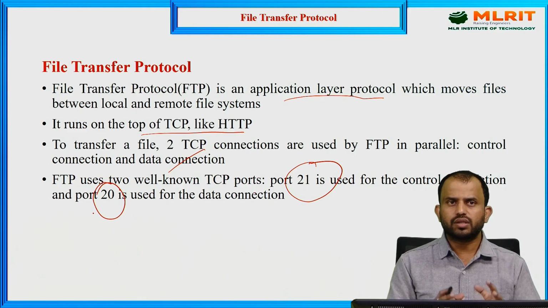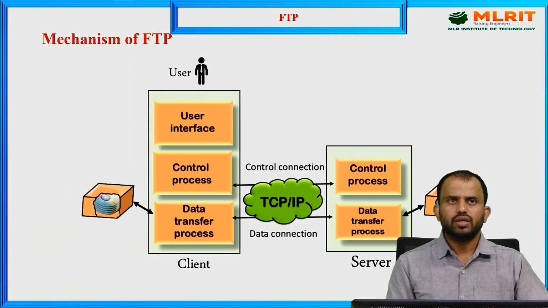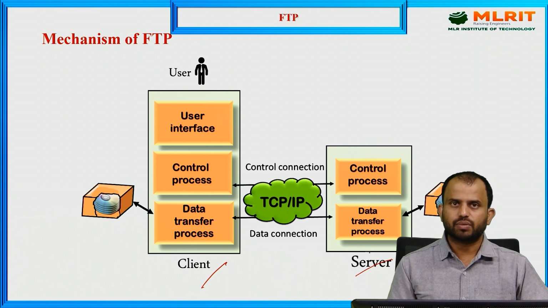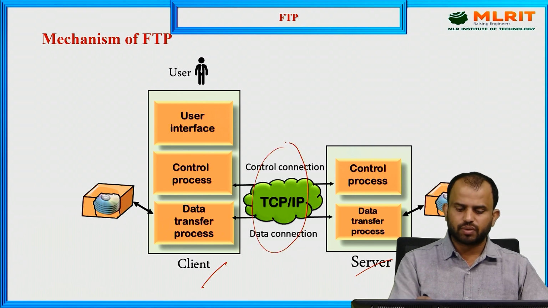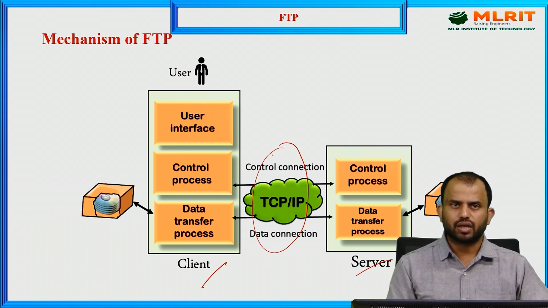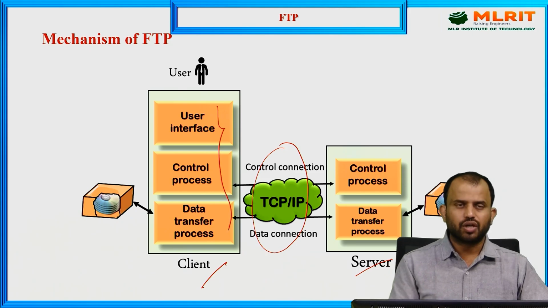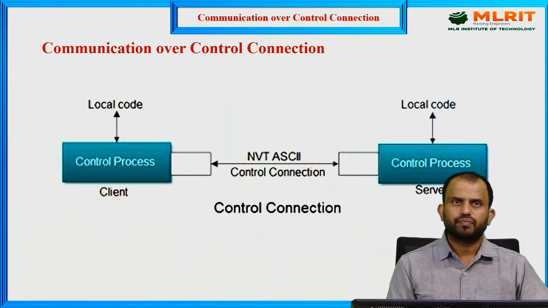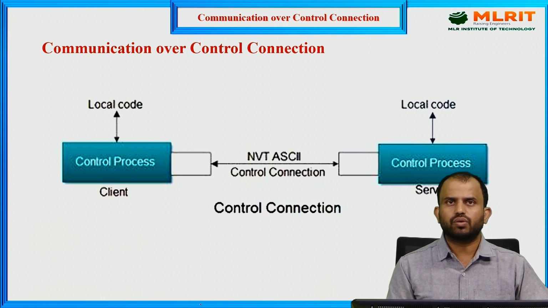So here, using the respective port address only we can communicate with other systems, whether we go to the client system or connect to the server systems. That is the mechanism of FTP. We have the client system and the server system. Between them we have two things: the control connection as well as the data connection. With the help of the user interface, control process and data transfer process, we can use all of these.